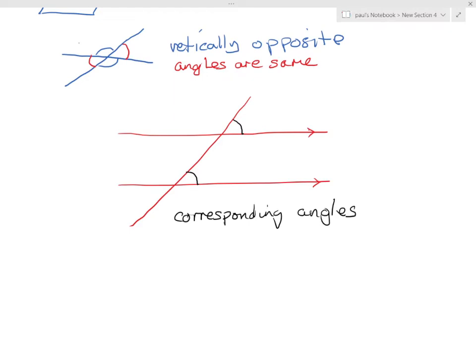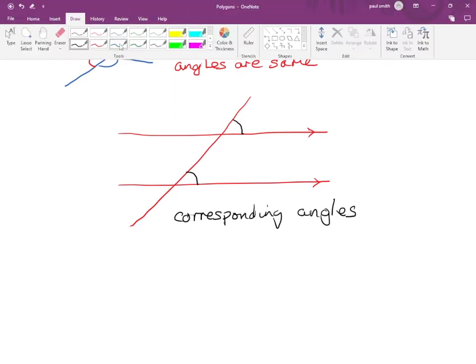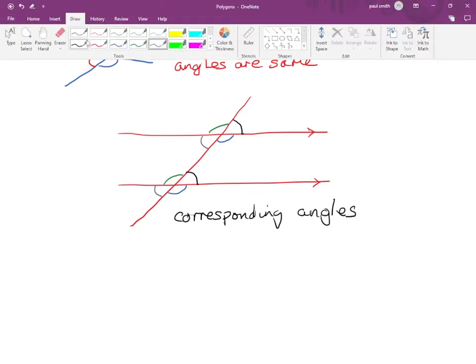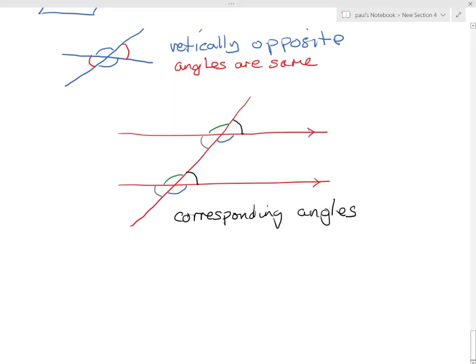Now there are lots more corresponding angles in here as well, and so anything that's in the same place, that one and that one, they're corresponding, so they're going to be the same as each other, and that one and that one, they will be corresponding as well. Now I've run out of colours. That one and that one. So there's 4 sets of corresponding angles there. Right, so that's corresponding.